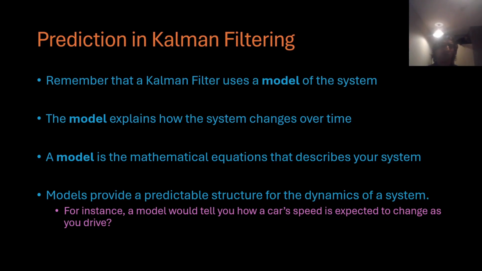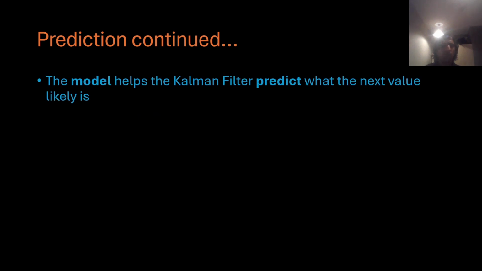Don't worry again too much on what models are and how they work. They'll be described throughout the lecture series. So, a little example: a model will tell you how a car's speed is expected to change as you drive. If you have a mathematical model of the car based on how you press the pedals, you could almost predict what speed that car is going to go just based on those mathematical equations. Now, again, the model helps the Kalman filter predict what the next value likely is.